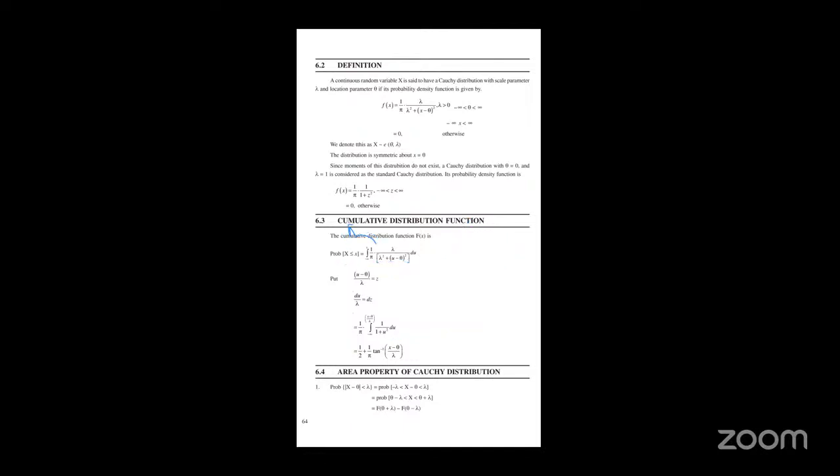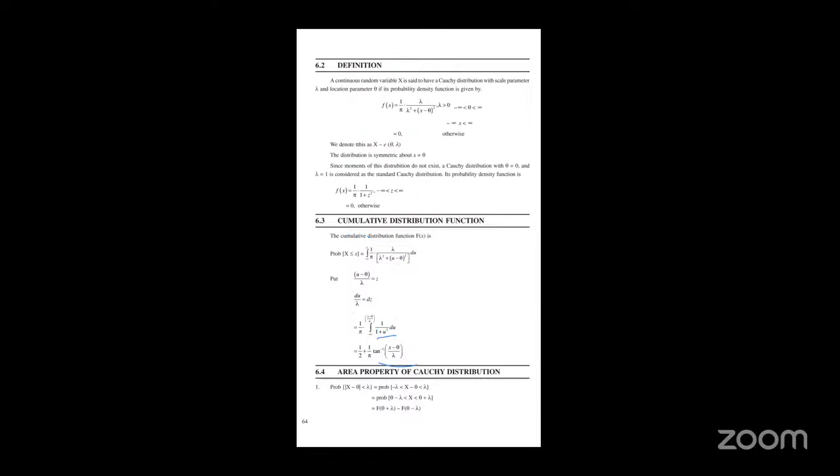And the integration is from minus infinity to x minus theta by lambda as the upper limit, of 1 by 1 plus u square du inside. Now this, 1 by 1 plus u square du, is the formula of tan inverse. So we will substitute the tan inverse.